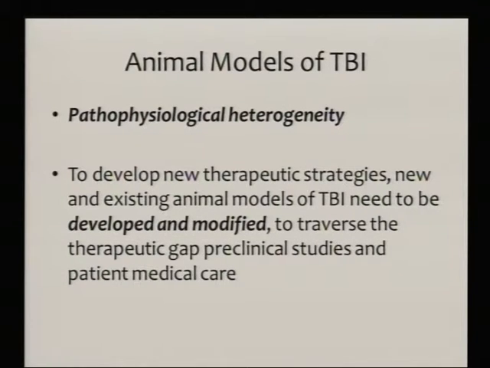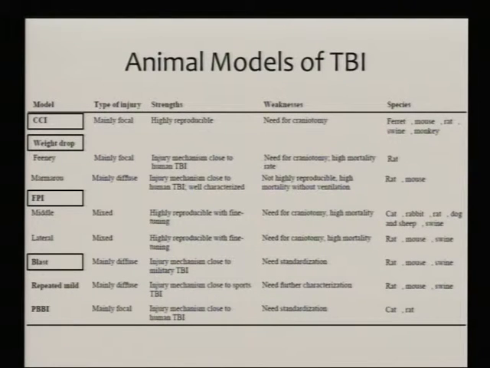But the problem in TBI is that no single animal model can mimic all the secondary injuries that happen in human TBI. So many animal models are being used, more than a dozen, for modeling traumatic brain injury. These are the animal models which people are using to develop traumatic brain injury. Among them, these four: controlled cortical impact, weight drop model, fluid percussion injury model, and blast injury model, are the widely used animal models.